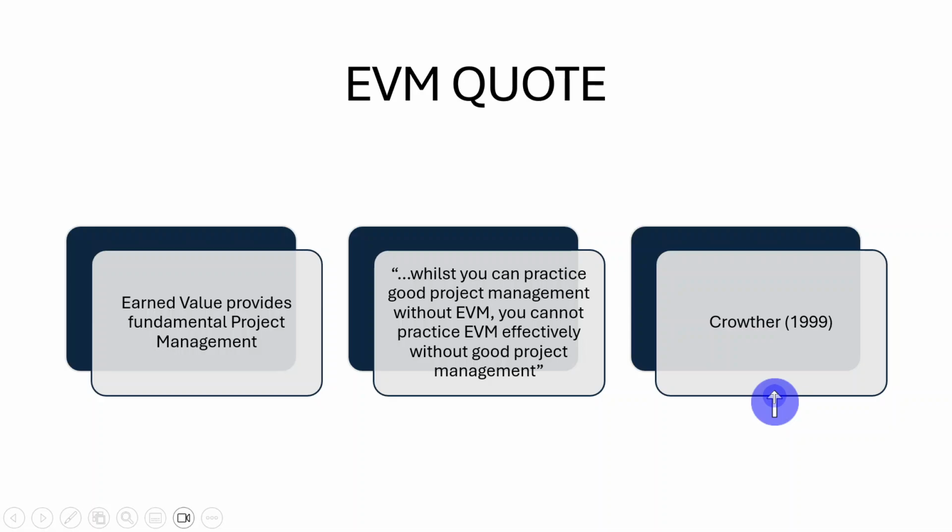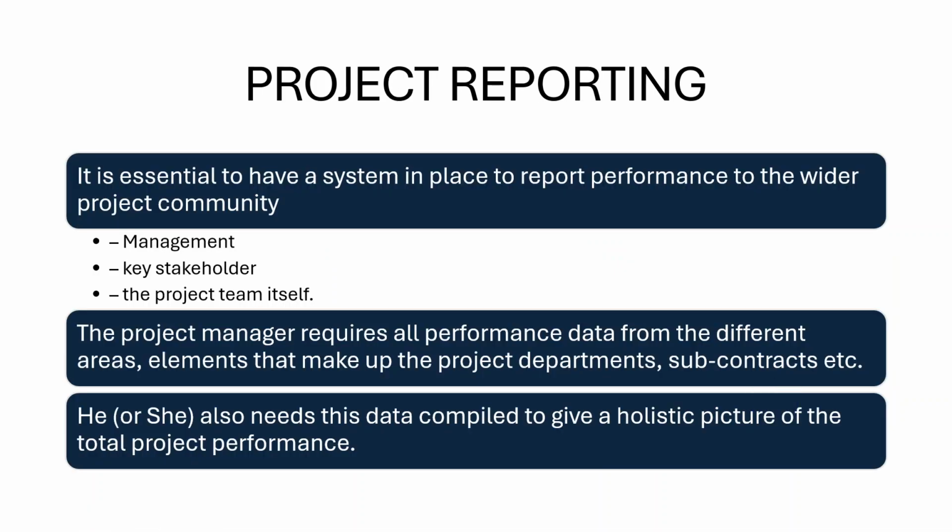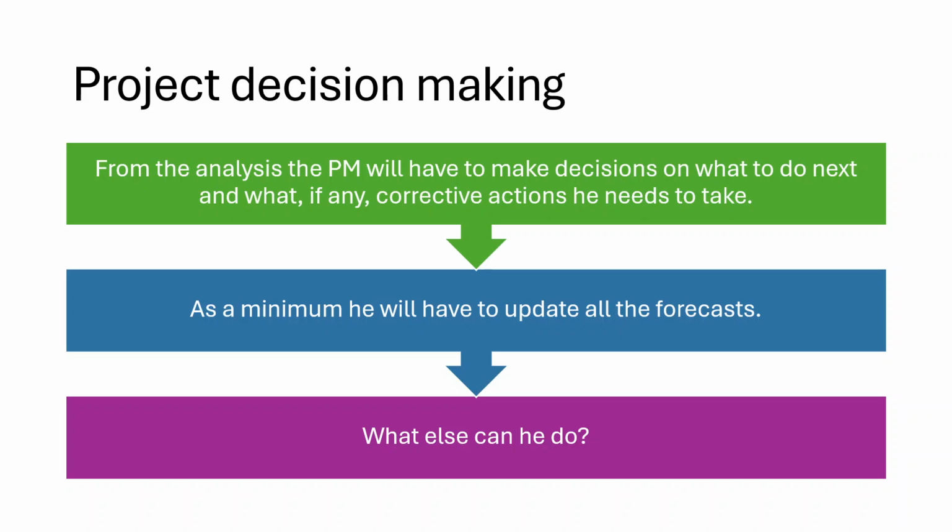Given by Crowther, 1999. Project reporting: it is essential to have a system in place to report performance to the wider community, which includes management, key stakeholders, and the project team itself. The project manager requires all performance data from the different elements that make up the project: departments, subcontracts, etc. She also needs this data compiled to give a holistic picture of the total project performance. Therefore, project reporting is extremely important.